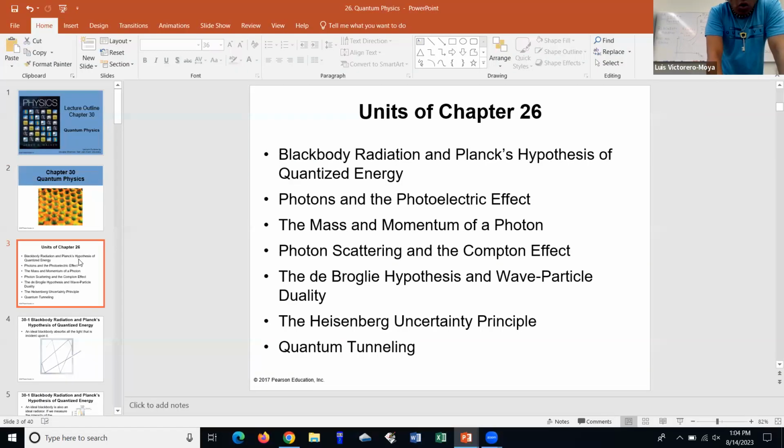So what we're going to be covering are new ideas relative to Newtonian mechanics and classical mechanics, because I'm going to be explaining and teaching you a few ideas that were introduced at the beginning of the last century, like the whole idea of the photon, the photoelectric effect, the Compton effect, and then the de Broglie and the Heisenberg uncertainty principle. So those are the main topics of this unit, of this chapter.